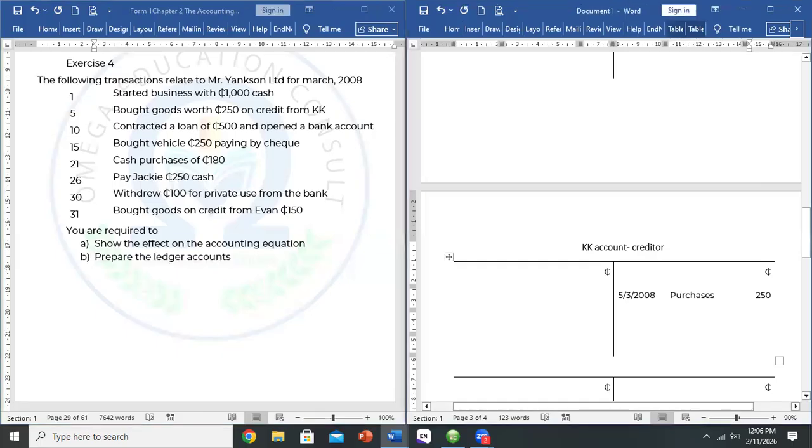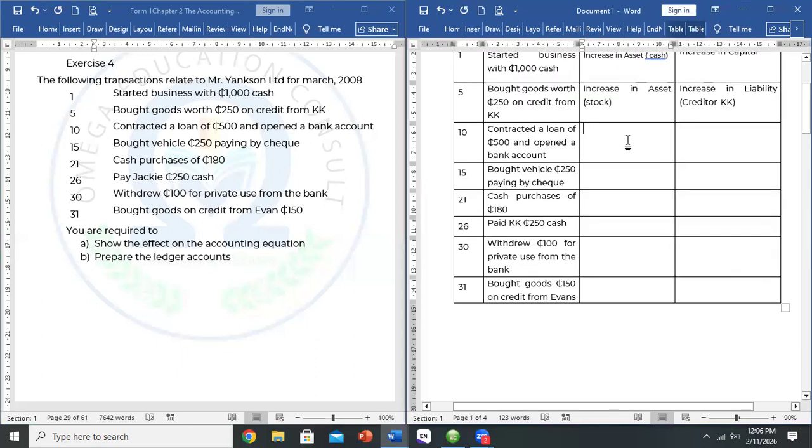Let's go to our table and put in the effects. So anytime a business contracts a loan, there is always an increase in liability, loan. And this loan was put in a bank account, and a bank is an asset, right? The money we have in our bank account is an asset. So there's an increase in assets, and that is bank. If the loan came in the form of cash, then there would have been an increase in assets, what? Cash. So note this one.